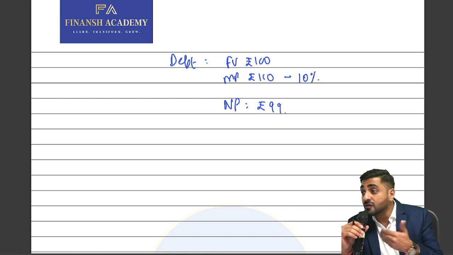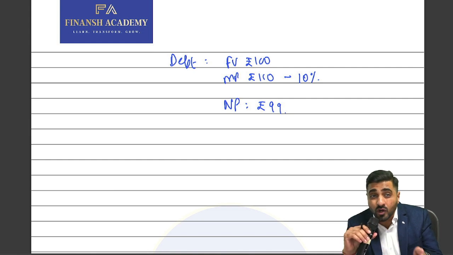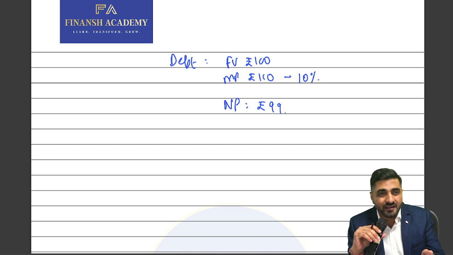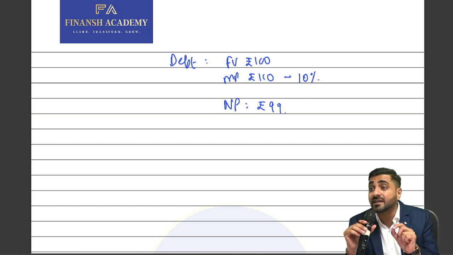So they might give flotation cost or issue expenses or brokerage cost, something like that. Then will we subtract that as a percentage of the market price to get the net proceeds? Come on, yes or no? Yes, sir.